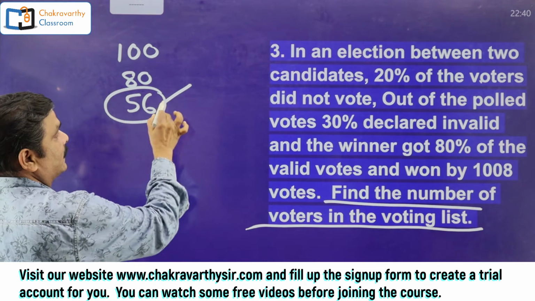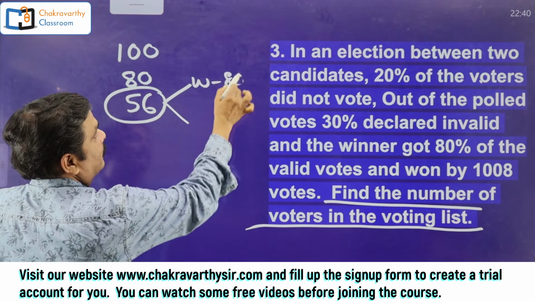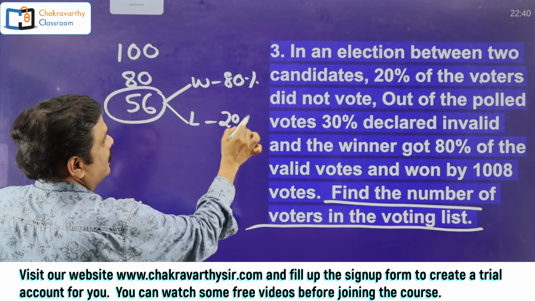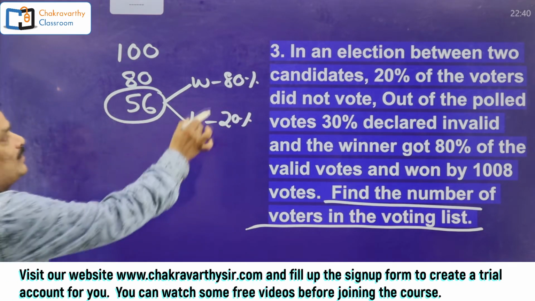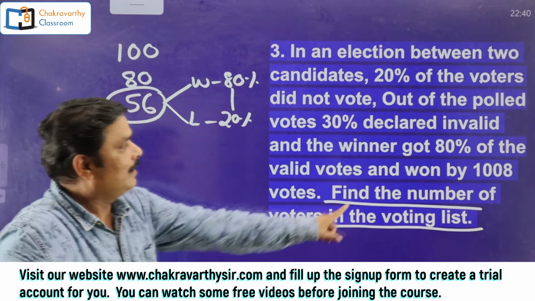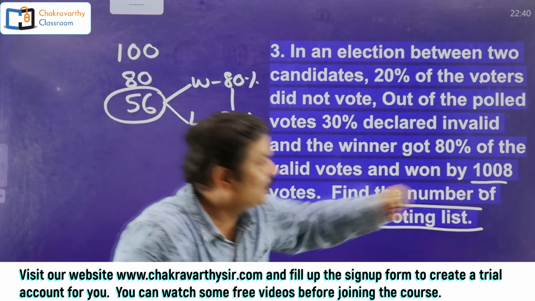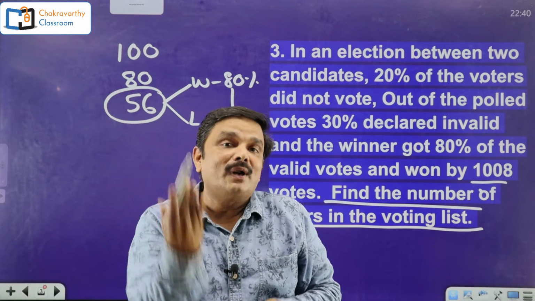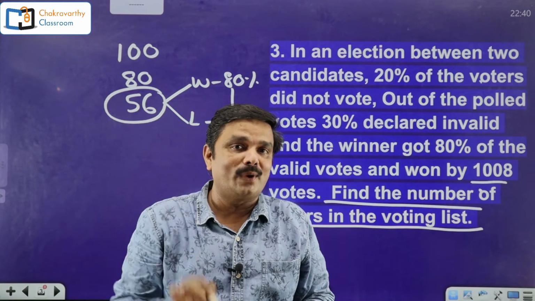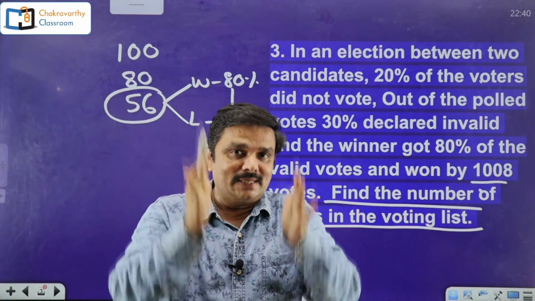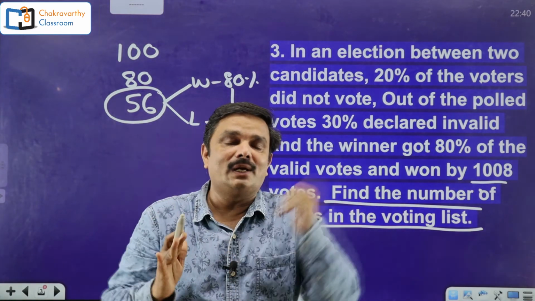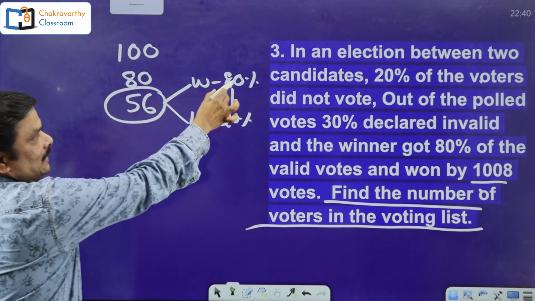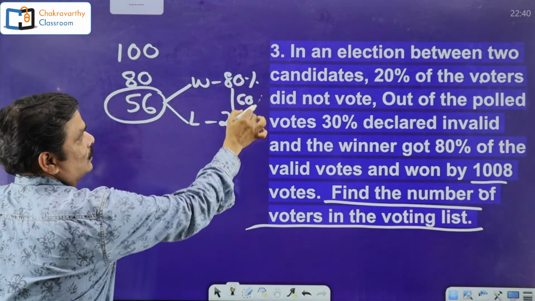Out of these 56, winner got 80%, whereas loser got 100 minus 80, that is 20%. Needless to say, what is the difference between these two? They have given the difference here in terms of the figure 1008. The winner got 80% of the valid votes and he won the election with a majority of 1008. That means number wise, winner minus loser is 1008. Percentage wise, winner minus loser is 80 minus 20, that is 60%.